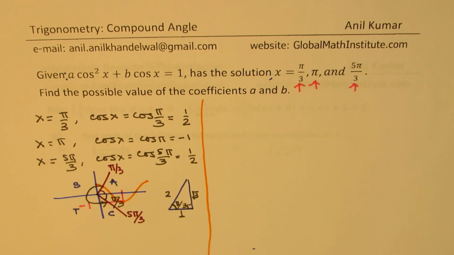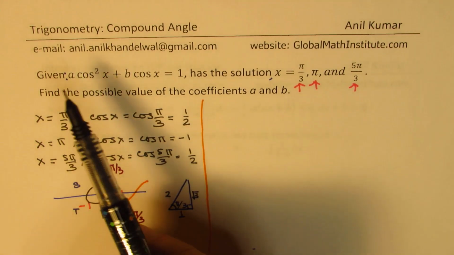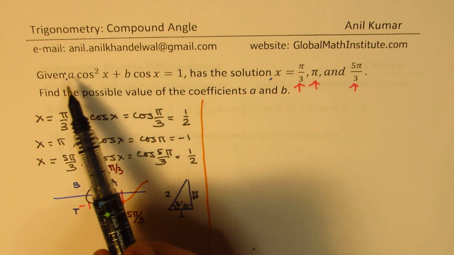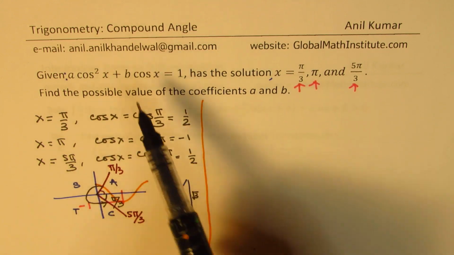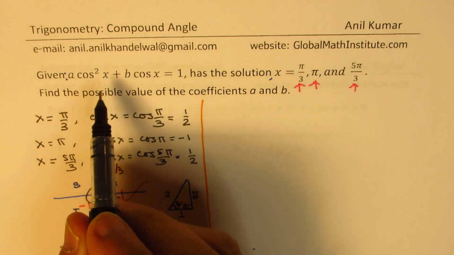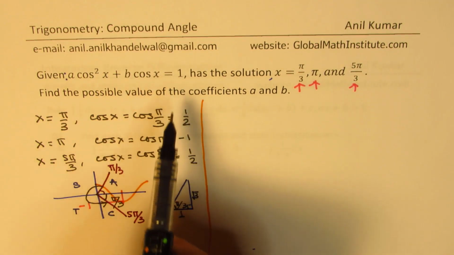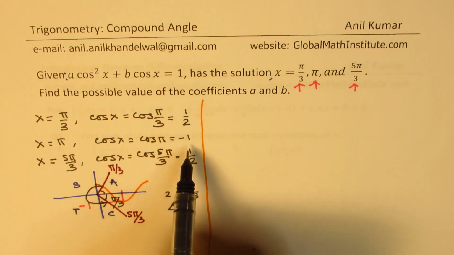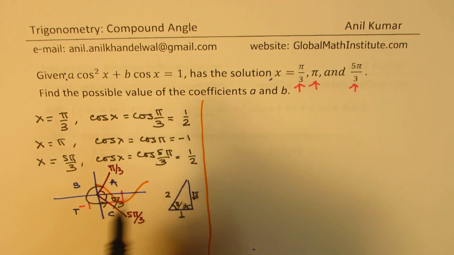Now we have two different values, which is 1 and minus 1, for which our equation is true. And therefore, we can actually write here those two values and continue. So we can substitute half for cos x, right? So let me say that this equation is true for half as well as for minus 1, right?